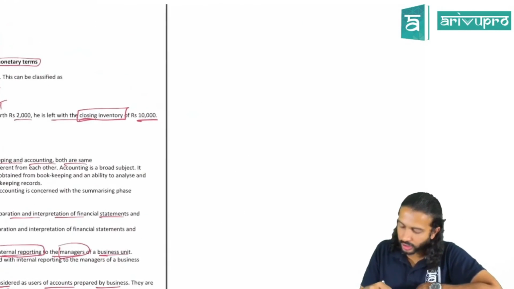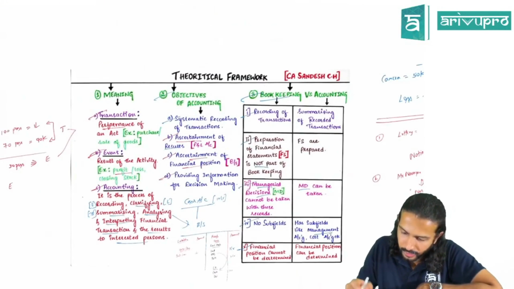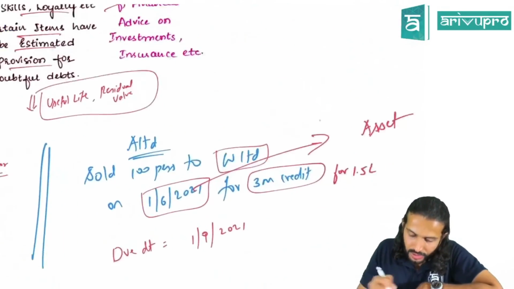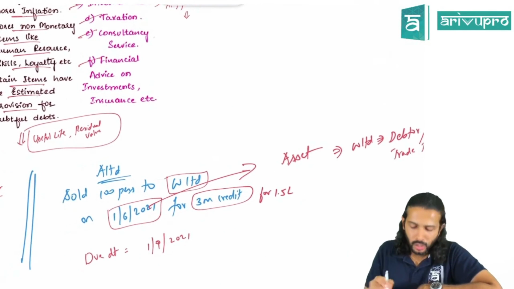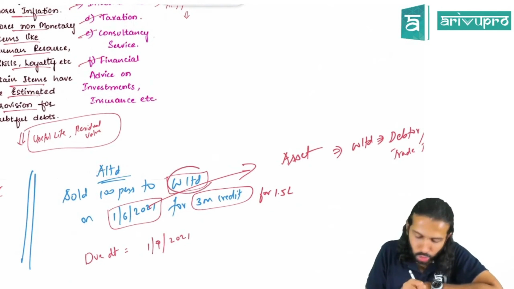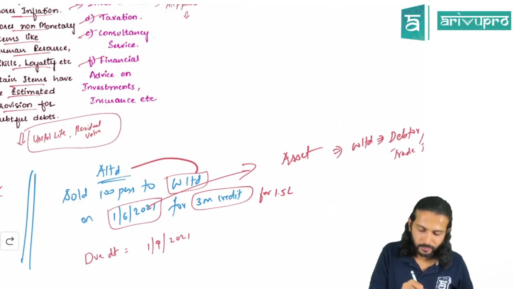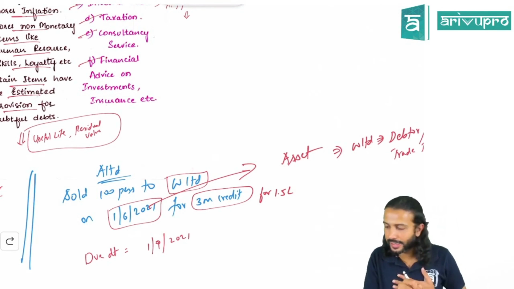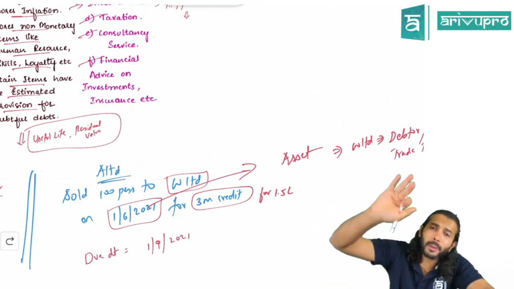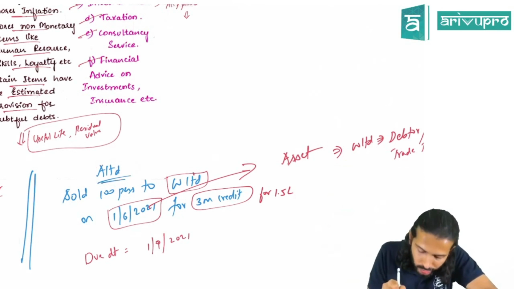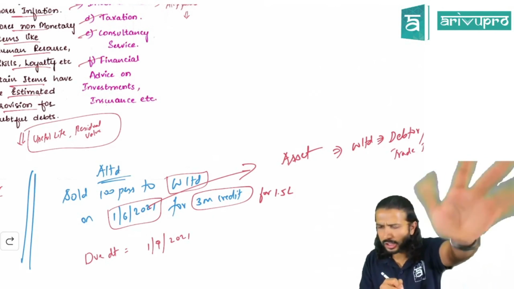Why do debtors need to access accounting information? I gave this example. See, A Limited sold the goods to W Limited. Remember this example. If A Limited is selling the goods to W Limited, that means W Limited is purchasing from A Limited. Should W Limited buy only from A Limited, or can he buy from anybody else also? He can buy from others also.